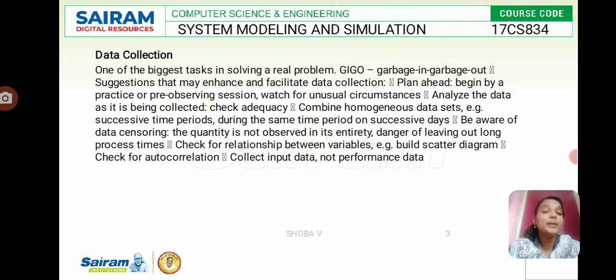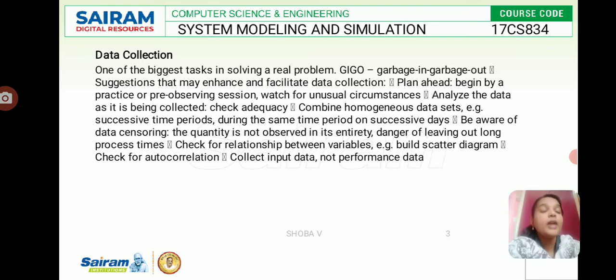One of the biggest tasks in solving a real problem is the GIGO concept, garbage in, garbage out. Here are suggestions that may enhance and facilitate data collection. Before going to the process, we have to go for the planning part, that is, begin with a practice or pre-observing session and watch for unusual circumstances. This is how we can go for the data collection concept.